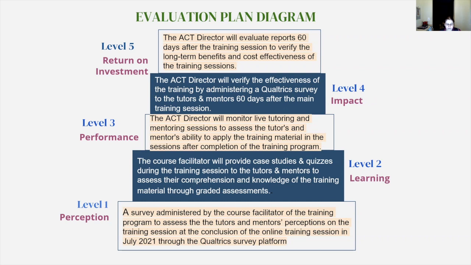Level 4, impact. The ACT director will verify the effectiveness of the training by administering a Qualtrics survey to the tutors and mentors 60 days after the main training session. The effectiveness of the training will be judged based on the tutors and mentors' ability to apply the concepts learned during the training session in the actual tutoring and mentoring sessions at ACT. The tutors and mentors will complete this survey by highlighting the extent to which they agree or disagree with each statement in the survey. All the responses will be anonymous.